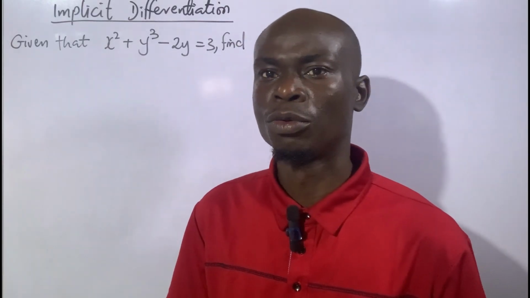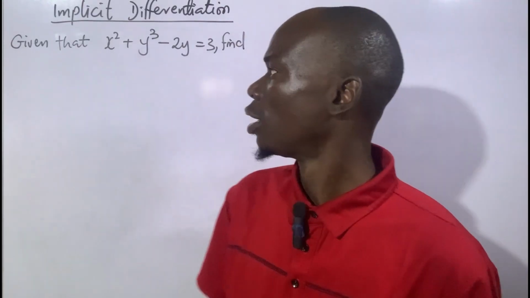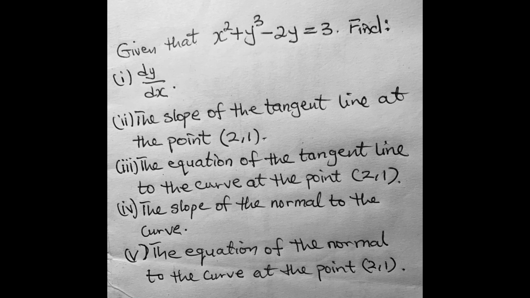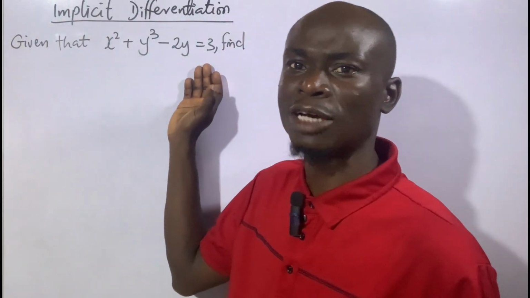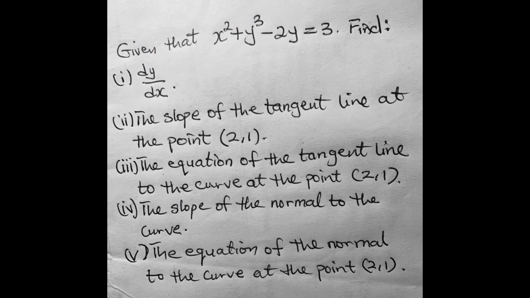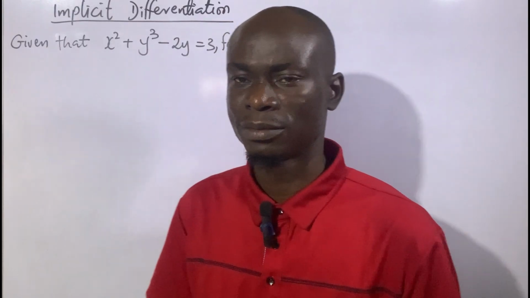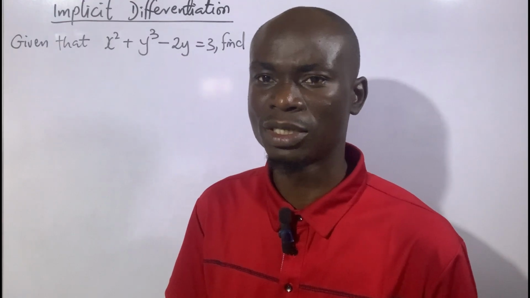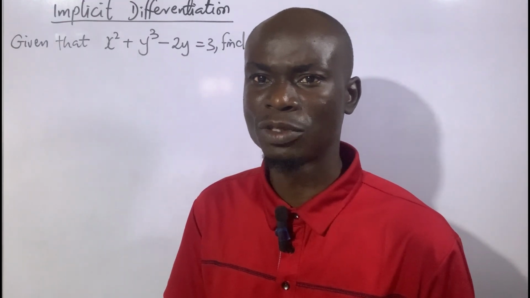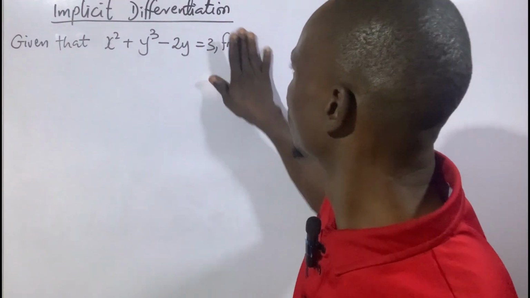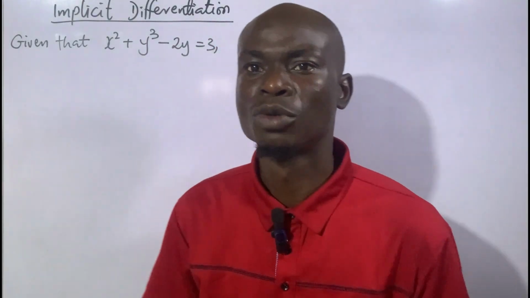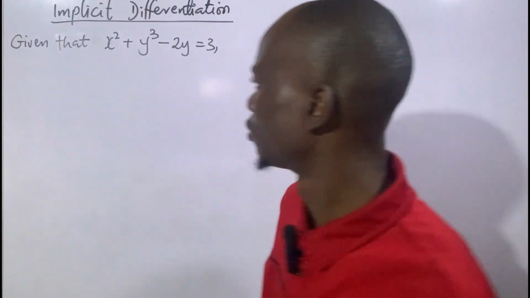I remain Mr. Simplicity, and in today's video we are going to be looking at the application of implicit differentiation. Okay, so before us is a question. The question gave us an implicit function and asks us to find the following terms. So we want to start solving, starting with the very first one. The very first thing they ask us to find is dy/dx. So let's see how we get dy/dx.